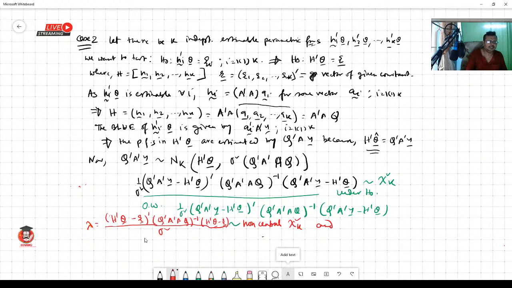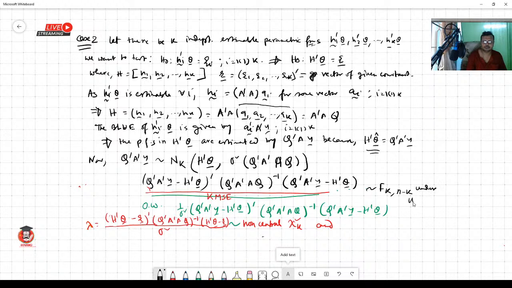And hence, since sigma square is unknown, this portion divided by k into MSE follows an F distribution with degrees of freedom k and n minus k, the degrees of freedom of MSE, under H. So we use this as a statistic for testing this. Please tell me, do you have any problem or doubt?